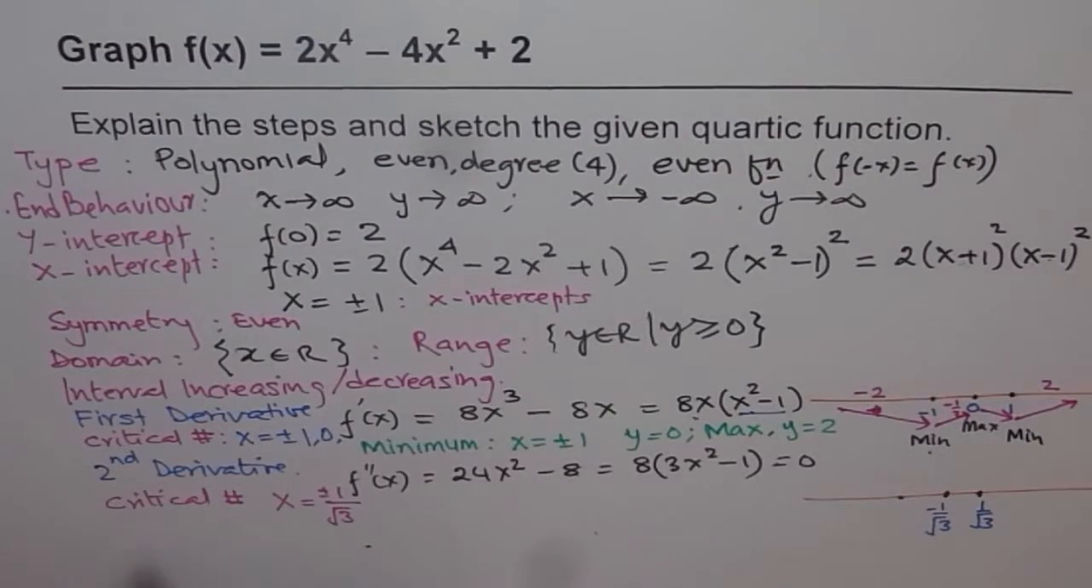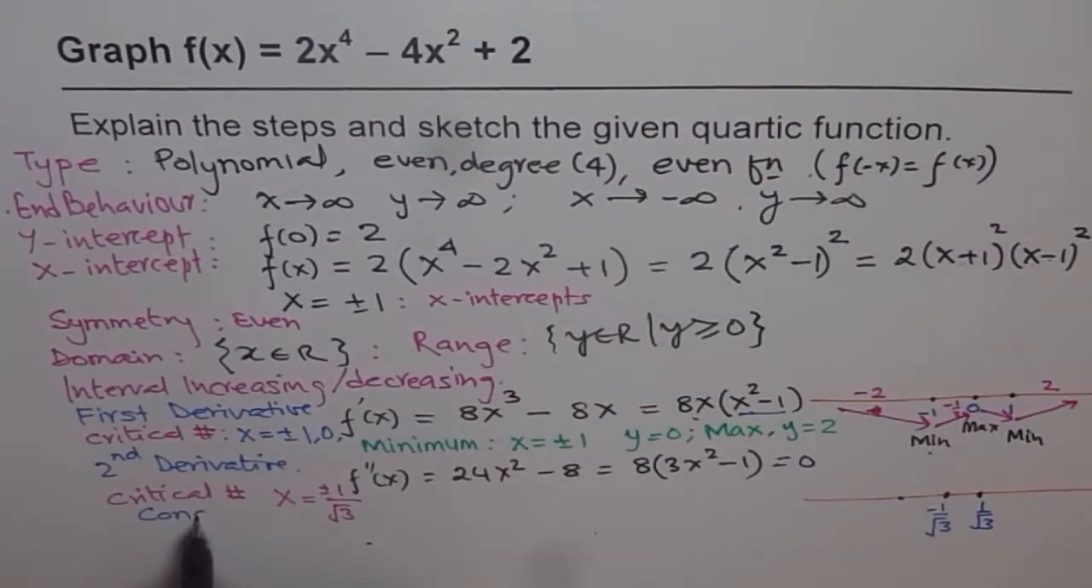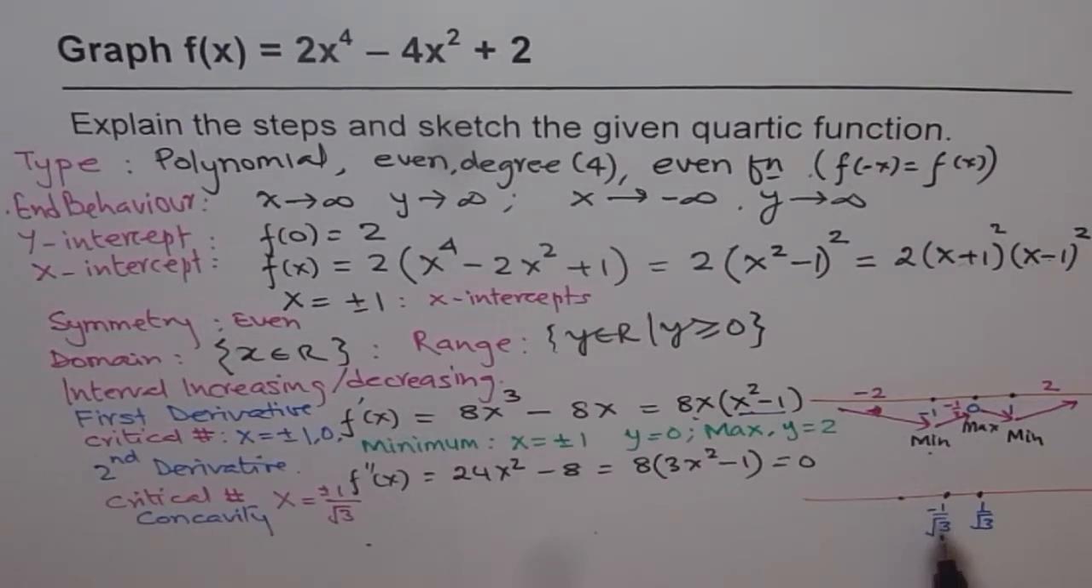So here the idea is we'll check concavity. When do you have a point of inflection? If concavity changes at these points, you have a point of inflection. And how do we decide about concavity? Second derivative positive means concave up. Second derivative negative means concave down, right? So let's have some test points and see for ourselves.